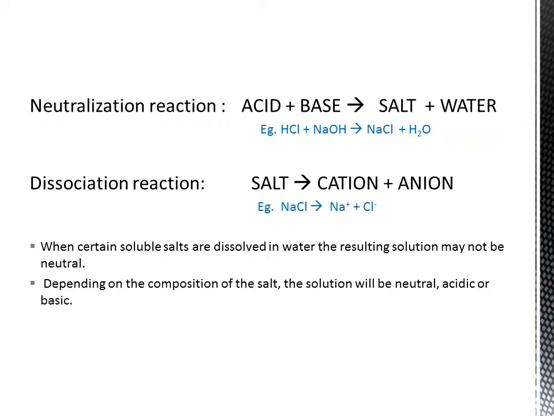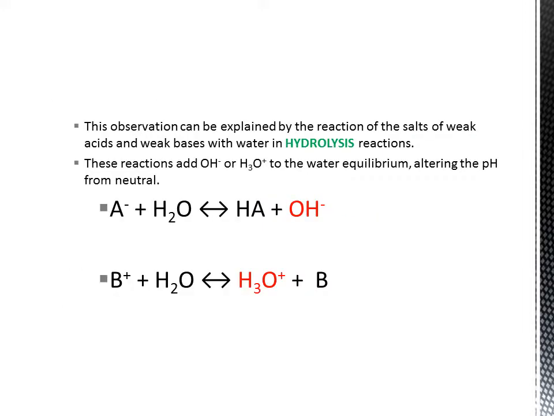But if we take a closer look, let's see if the cation or the anion can go on to react with water, so that the resulting solution could end up being neutral, acidic, or basic. How could it be acidic or basic? Well, if the anion or the cation goes on to react with water in a hydrolysis reaction, then either a hydroxide or a hydronium ion will be produced. This will result in excess hydroxide or hydronium being added to the water equilibrium and results in either a basic or acidic solution.